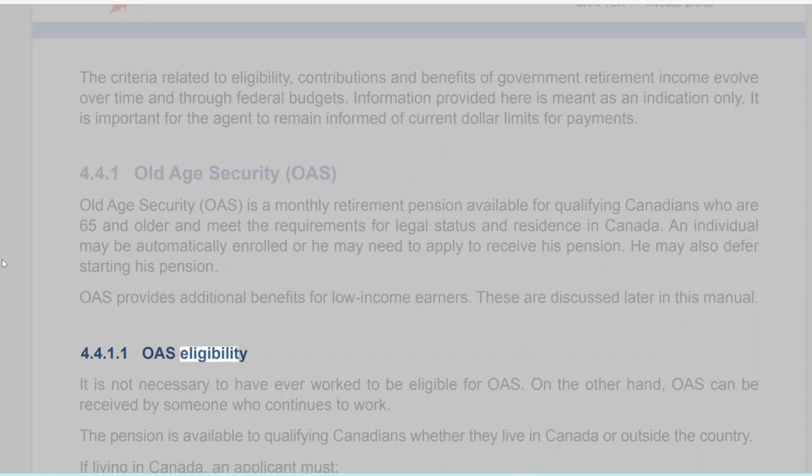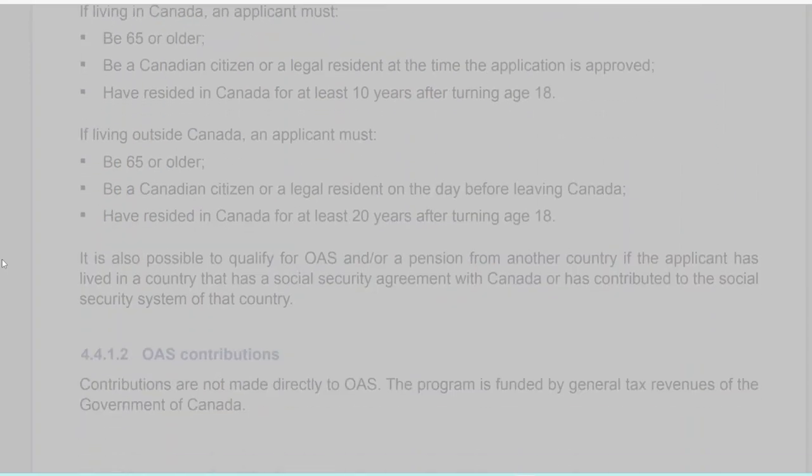4.4.1.1 OAS eligibility. It is not necessary to have ever worked to be eligible for OAS. On the other hand, OAS can be received by someone who continues to work. The pension is available to qualifying Canadians whether they live in Canada or outside the country. If living in Canada, an applicant must be 65 or older, be a Canadian citizen or a legal resident at the time the application is approved, and have resided in Canada for at least 10 years after turning age 18.